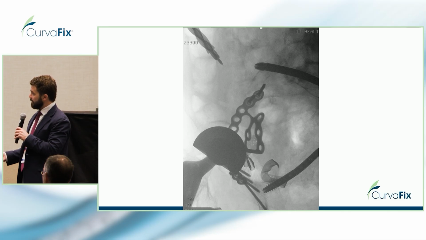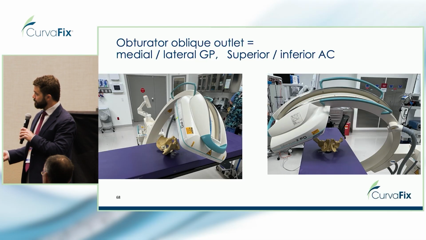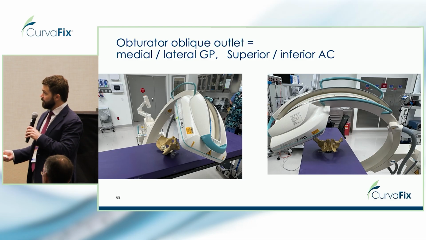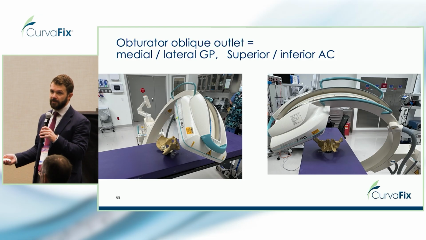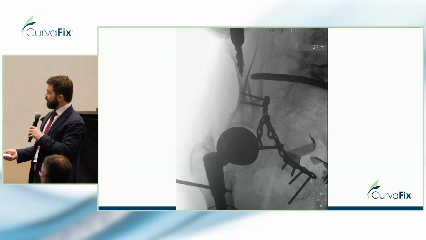Here's what it looks like on fluoroscopy. This is just at the step where we inserted our reamer. The other view, when you're starting, would be the obturator oblique outlet. It allows you to see the medial and lateral margins of your gluteal pillar, as demonstrated here on fluoroscopy.